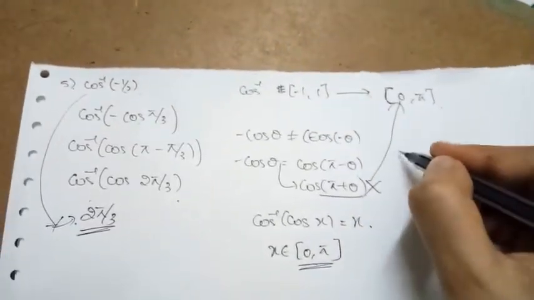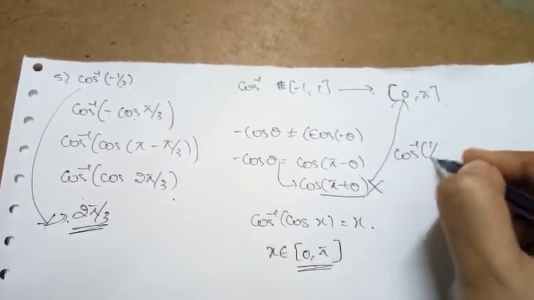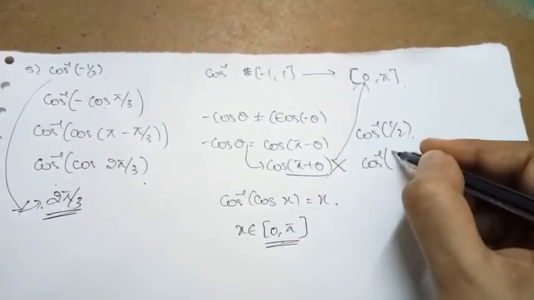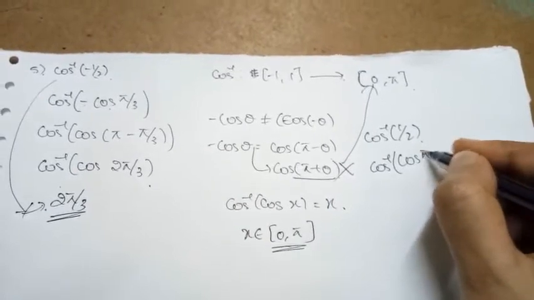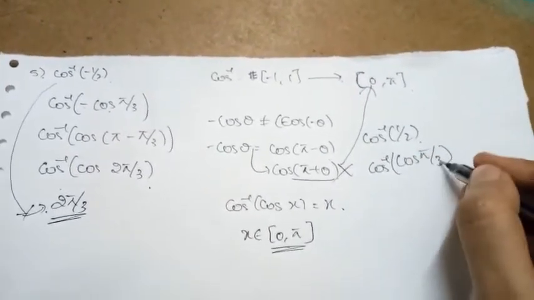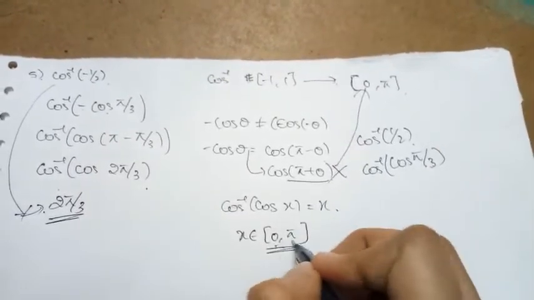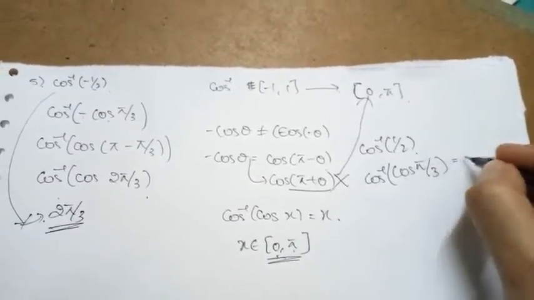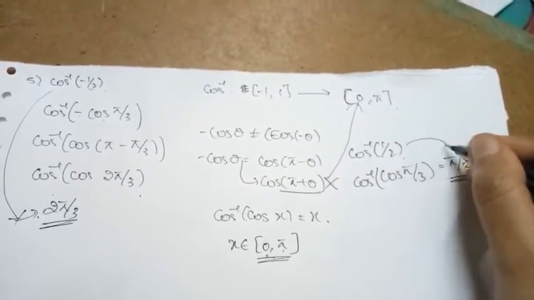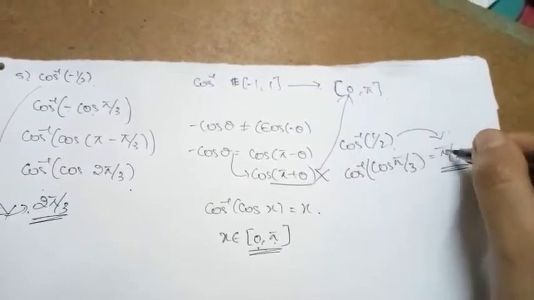So similarly, let us check it for cos inverse of 1 by 2. In cos inverse of 1 by 2, I can write 1 by 2 as cos pi by 3. Clearly it is in the format of cos inverse of cos x, where pi by 3 clearly belongs to the 0 to pi range. So cos inverse of cos pi by 3 is pi by 3, where the principal value of cos inverse 1 by 2 is pi by 3.